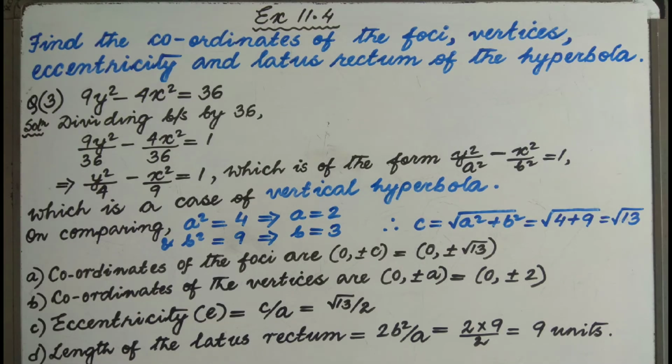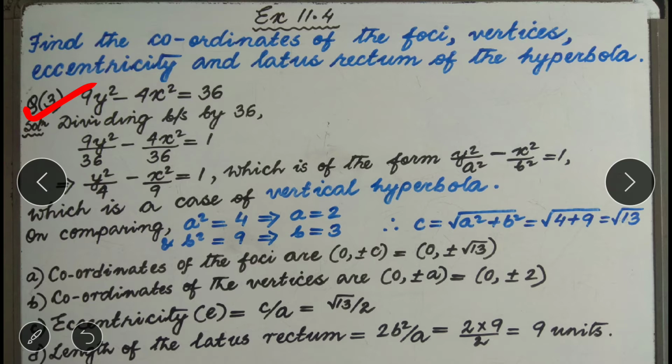Exercise 11.4, question number 3. Now, what is the question here? Find the coordinates of the foci, vertices, eccentricity, and latus rectum of the hyperbola. So, four things you have to find out. The equation is given to you. So, what is the equation given to us? 9y square minus 4x square equals to 36.